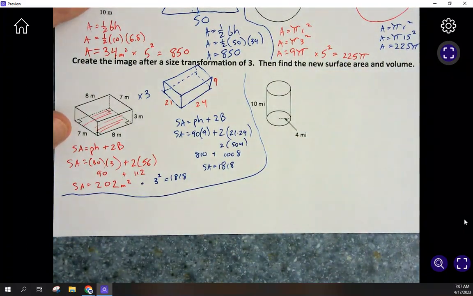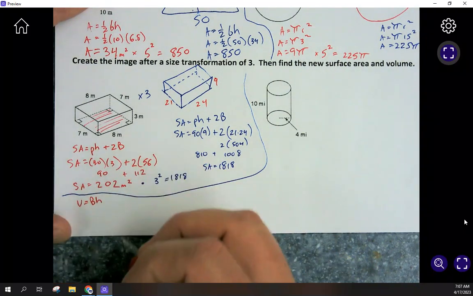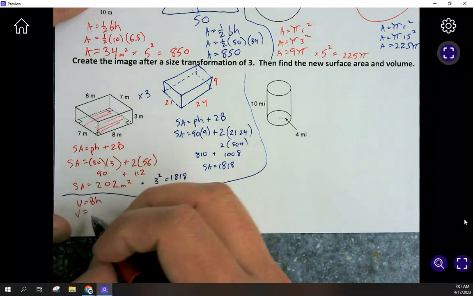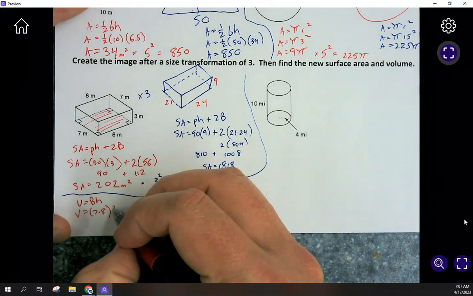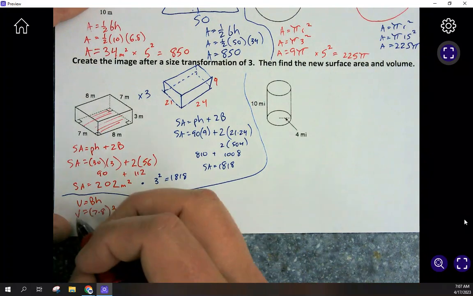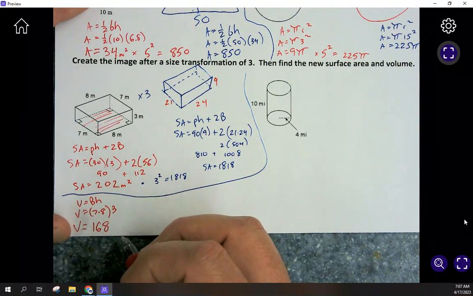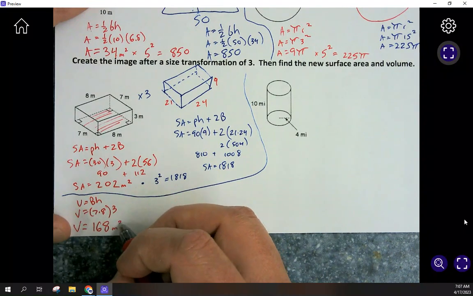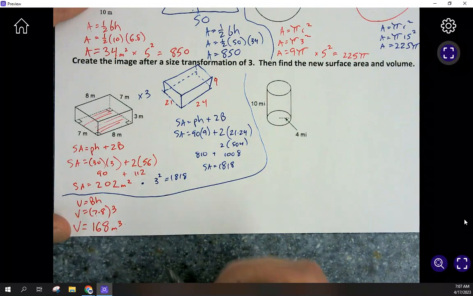Volume's easier to calculate. So the original shape, volume is big B times H. Well, big B is just the base times the height of the base, so 7 times 8 times the height of 3. 56 times 3. I've got that number here is 168. And remember, this is to the third power. We multiplied meters times meters times meters. It's meters to the third.